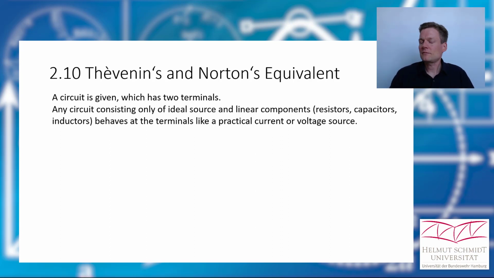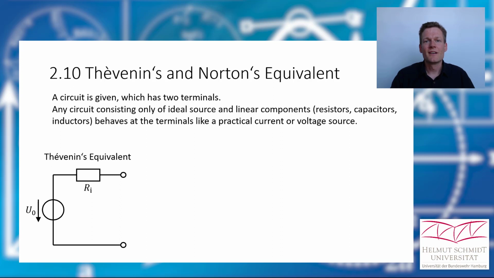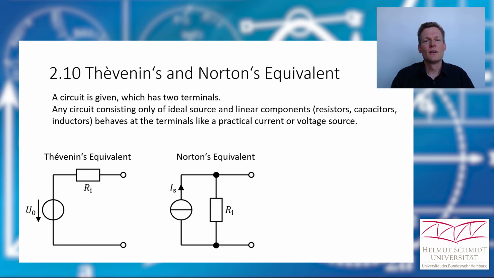Okay, and if we use our method to create a practical voltage source, then this method is called Thévenin's equivalent. And if we use it to create a practical current source, it's called Norton's equivalent. So if we have a circuit given, we can calculate or measure the open loop voltage. And this voltage is the voltage of our practical voltage source.